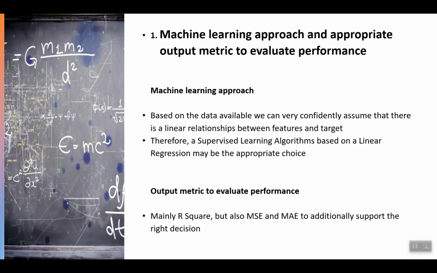So for the machine learning approach, based on the data available, we can very confidently assume that there is a linear relationship between the features and the target. We did an experiment about that, and we're going to see it in the next slide. Therefore, a supervised learning algorithm based on linear regression is an appropriate choice. For the output metric to evaluate the performance, mainly the R square, but we have also taken MSE, which is the mean squared error, and mean absolute error, that is the MAE, to additionally support the decision that we take about this model.